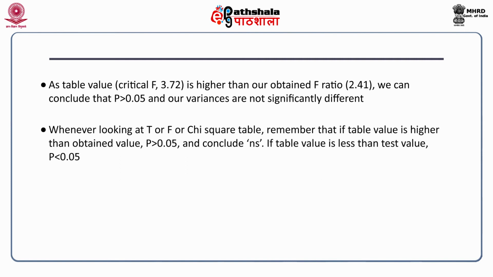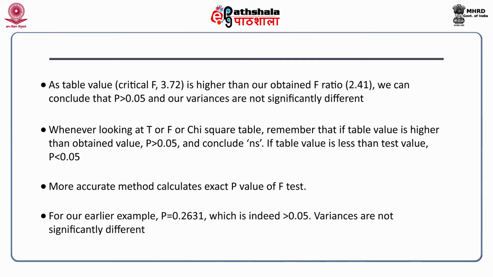Whenever we are looking at a t, F or chi-square table, remember that if the table value is higher than the obtained value, P must be higher than 0.05 and we conclude non-significant. If the table value is less than the test value, P must be less than 0.05. A more accurate method is to calculate the exact P value of the F-test. In our earlier example, P is equal to 0.2631, which is indeed higher than 0.05. Variances are not significantly different.